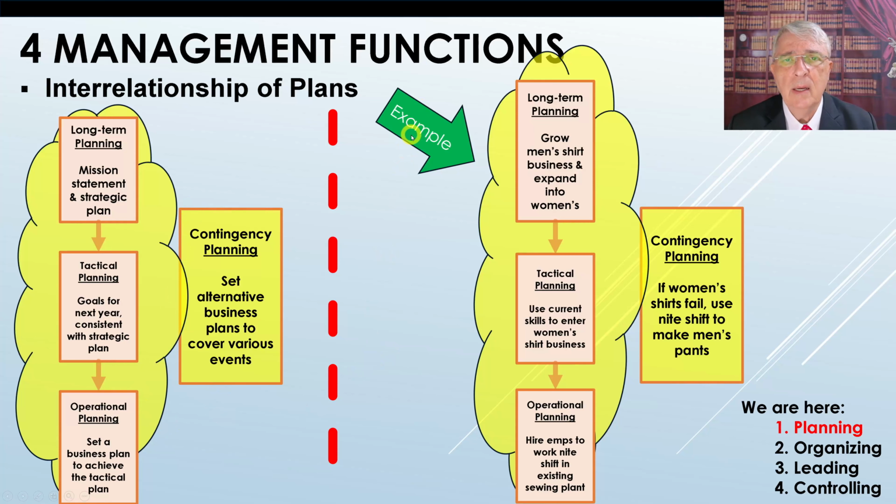As an example, this is a little softer example. It's more typical rather than end of the world type things. So we have long-term planning. We're going to grow our men's sales business, shirts business, and then we're going to expand into women's. We're going to see how that goes. Our tactical plan is to use the current skills to enter the women's shirts market. And then our operational planning is we're going to hire employees to work a night shift to utilize the same machines that we're using during the day. And if that does not work, then here's the break the glass situation. If the women's shirts fail, we're going to use the night shift to make men's pants.